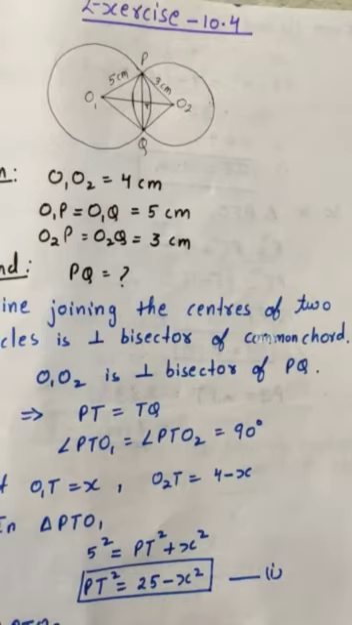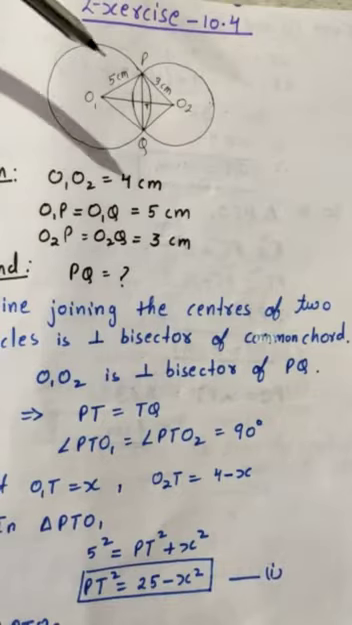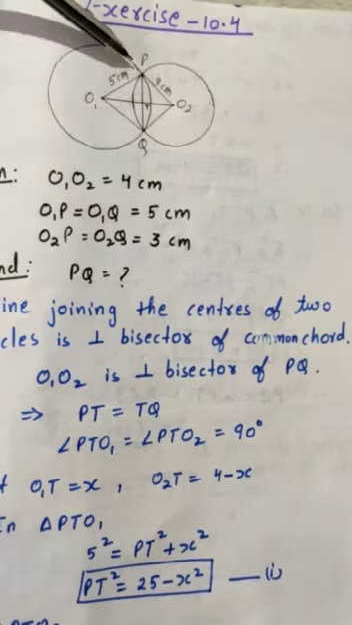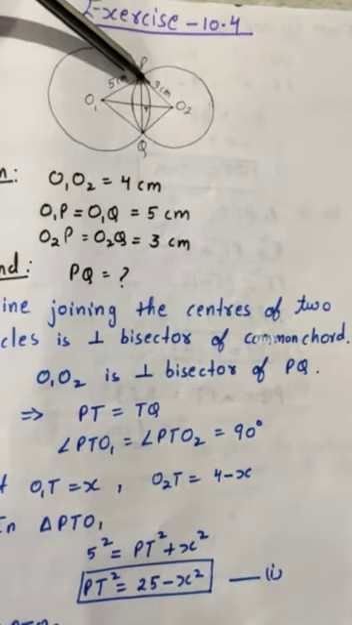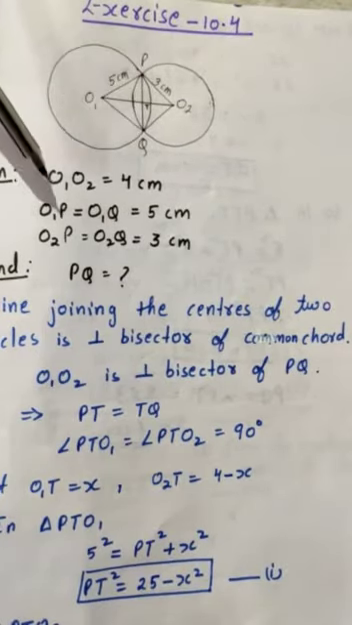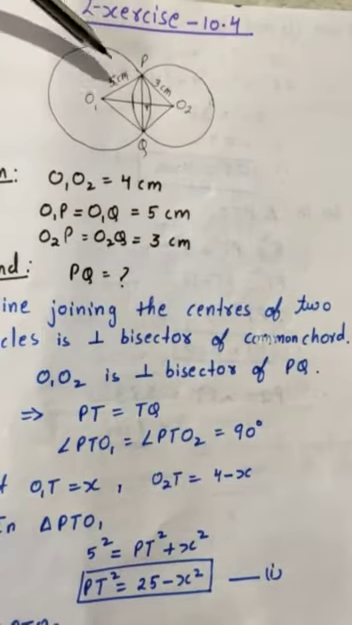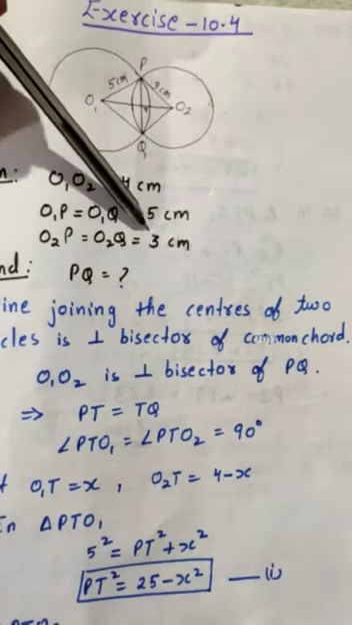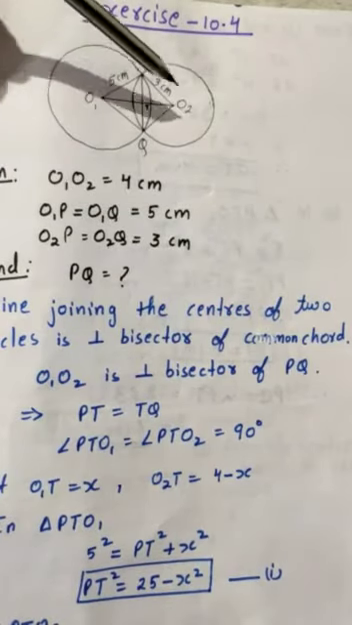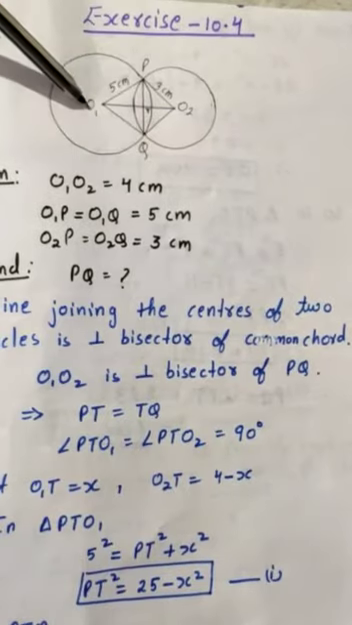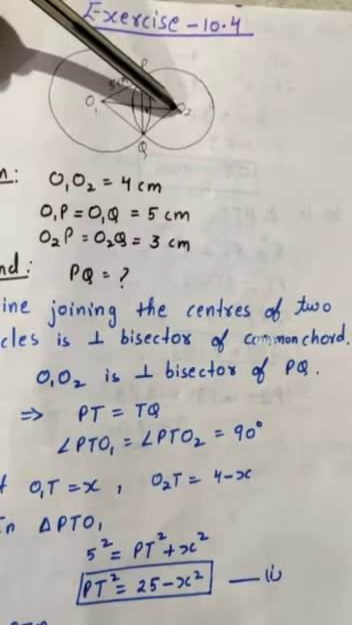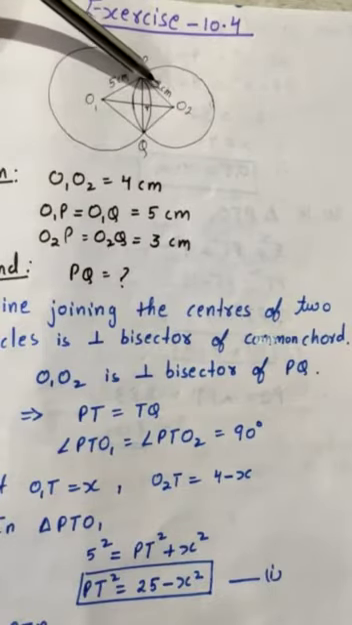So you can see this is the first question of exercise 10.4. In exercise 10.4, first question, it is given that two circles are intersecting each other at 2 points P and Q. The radius of the bigger circle is 5 centimeter, and the radius of the smaller circle is 3 centimeter. Suppose O1 is the center of the circle with radius 5 centimeter, and O2 is the center of the circle with radius 3 centimeter.